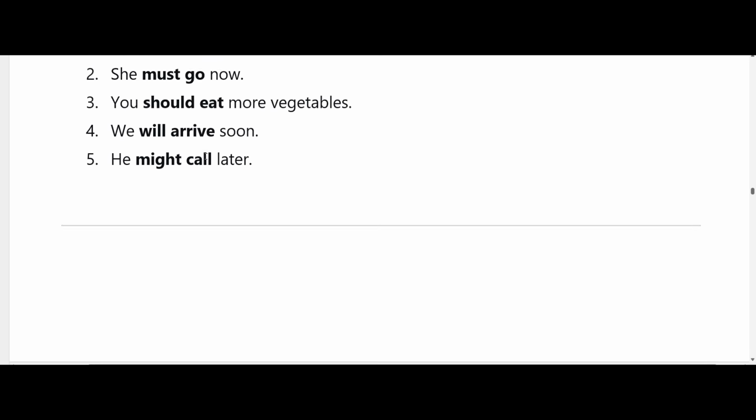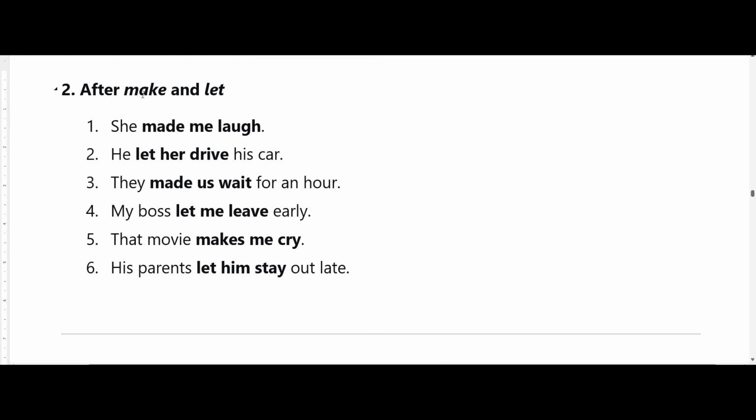So, modal verbs. And that's very important after make and let. See them as two exceptions, like wonderful words. You see, she made me laugh. Not to laugh, not laughing, she made me laugh. Just base form. He let her drive his car. Again, base form. They made us wait for an hour. My boss let me leave early. That movie makes me cry. His parents let him stay out late. After make and let, we use the infinitive without to. It's not to laugh or laughing, to drive or driving, just laugh, drive, wait, leave, and so on.